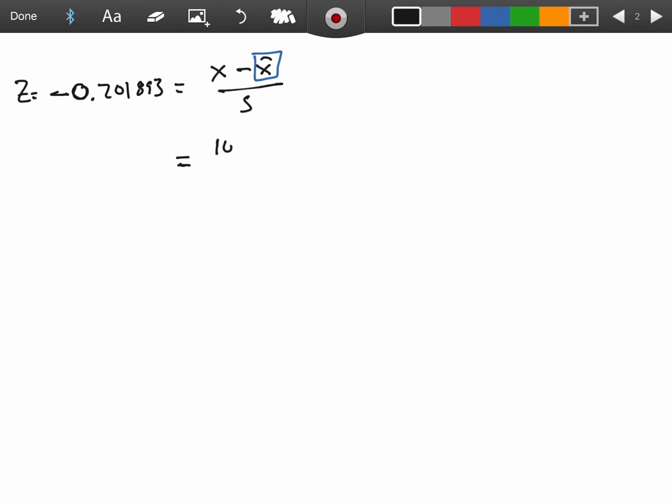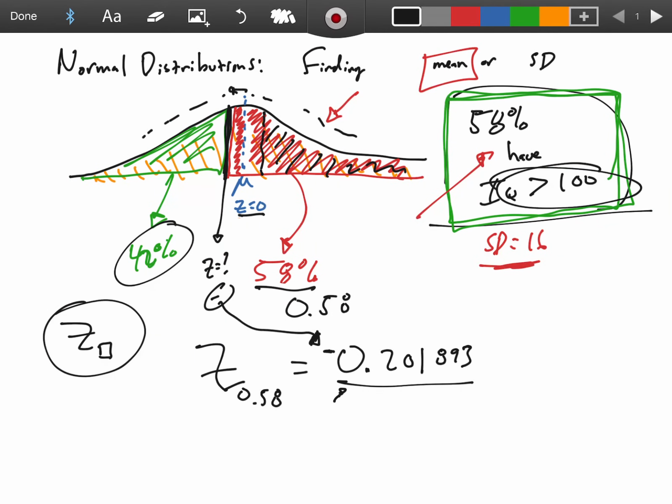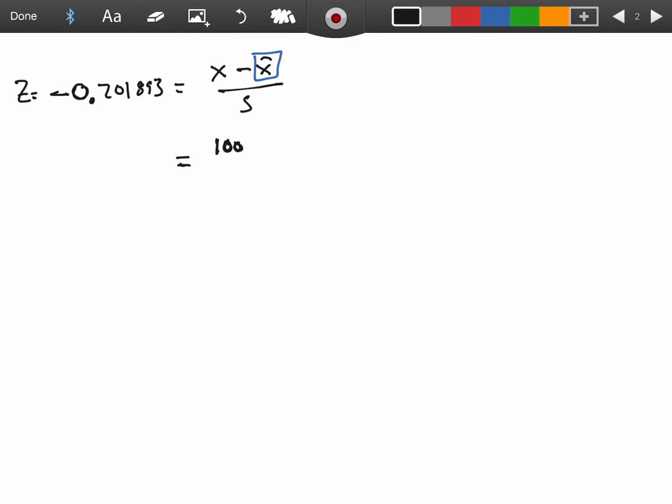I know that x, we're looking at the proportion, this z-score matches 100. That's where this came from. So it's the value of 100 minus whatever the average is, divided by the standard deviation, which is 16, equals this thing, negative 0.201893. And now I just need to do some algebra to get the mean by itself.